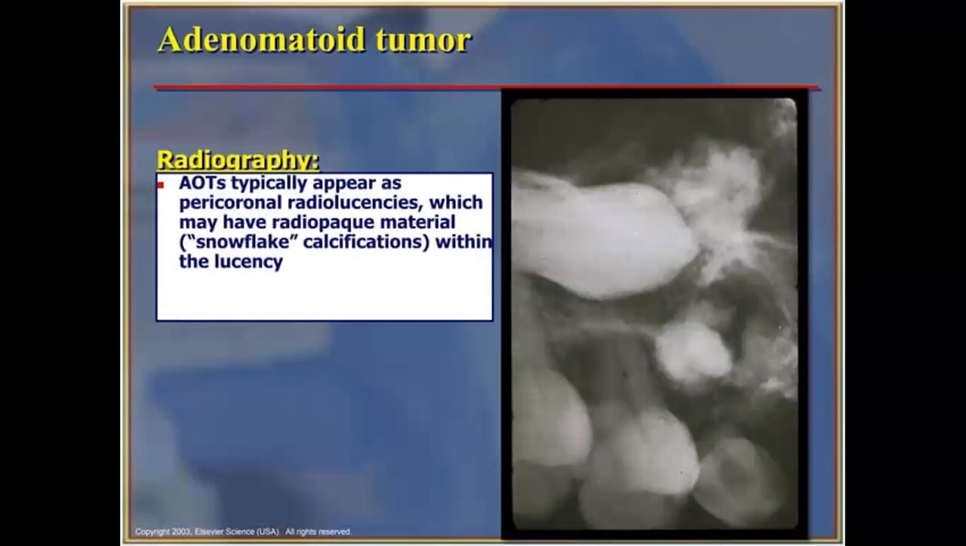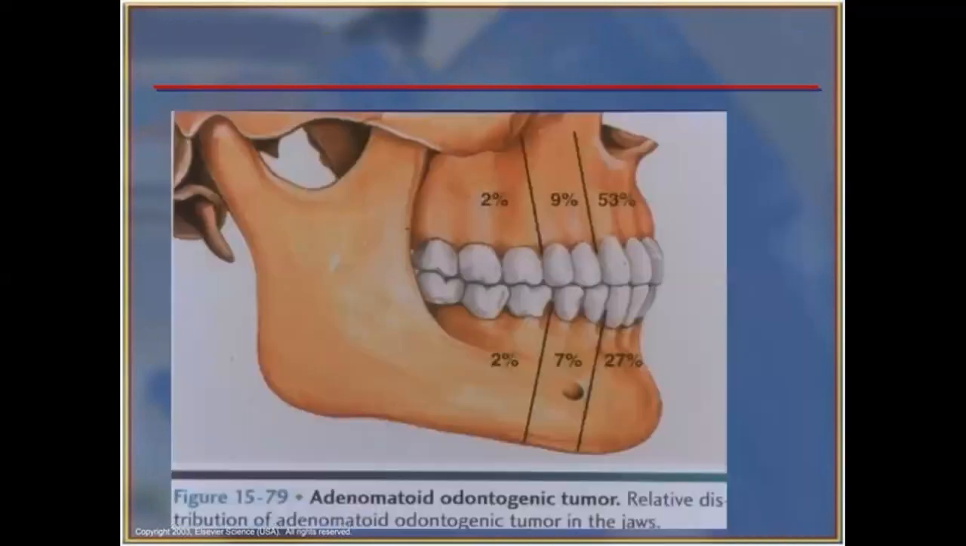In radiography, it typically appears as pericoronal radiolucencies, which may have radiopaque material like snowflake calcification within the lucency. This is the relative distribution of adenomatoid odontogenic tumor in the jaws. So you can actually see the differences.